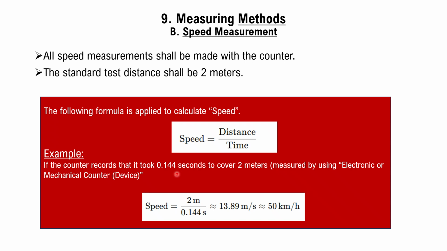Example: if the counter records that it took 0.144 seconds to cover the 2-meter distance, measured by using an electronic or mechanical counter device, speed is equal to 2 meters divided by 0.144 seconds, that is about 13.89 meters per second, that is 50 kilometers per hour.